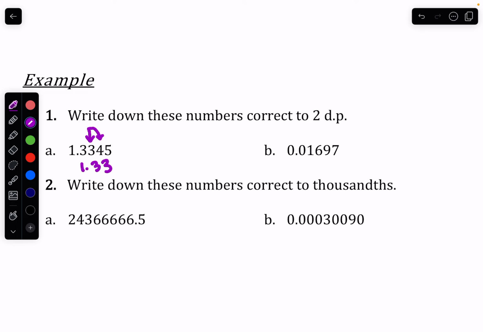Okay, B, 0.01697, 2 decimal places. That's the number 1 right here. I look to the right. It's a 6. A 6 is 5 or bigger. So when these numbers go away, I'm rounding that 1 up and changing it to a 2. So I end up with 0.02.